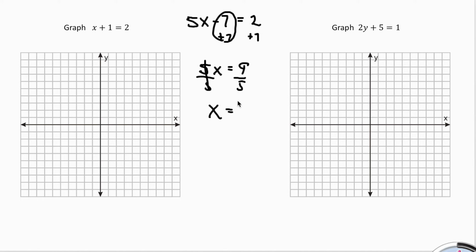X equals 9/5. Now I probably want that as a mixed number, so I'll know where to put it on my x-axis, because it's telling me x is this, x. So 1 4/5 is like right here. And to make my tick mark where that is on the x-axis, that tells me which direction my line needs to go.